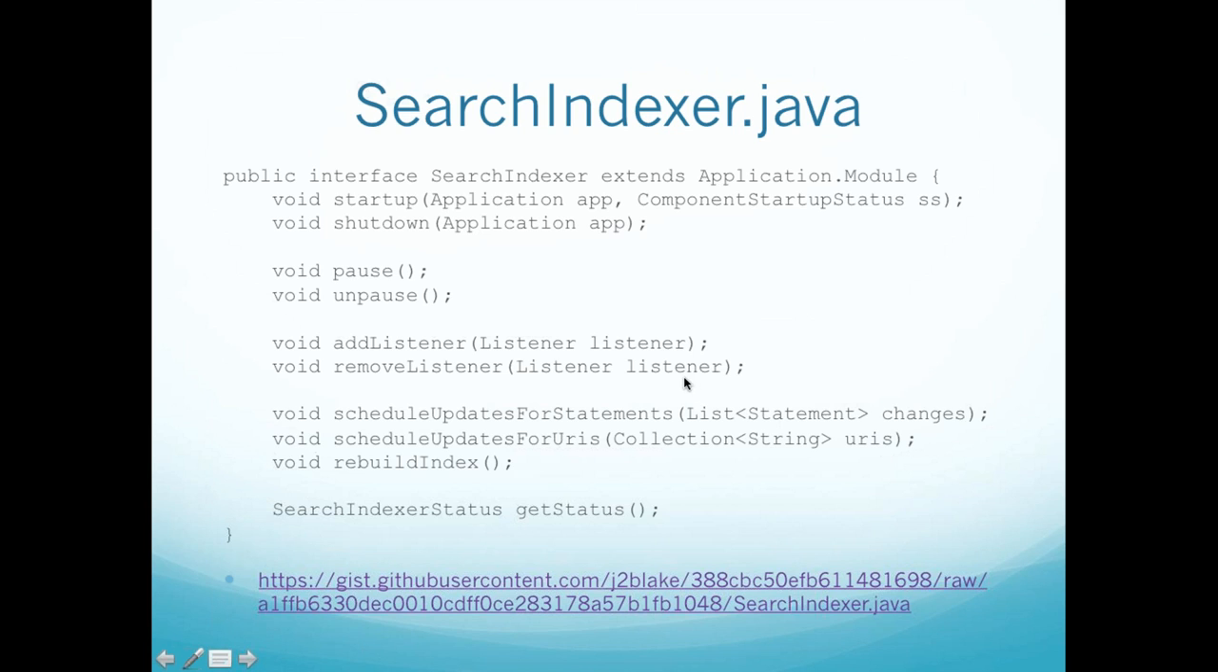And there are basically 3 really interesting methods here, and they're the ones I've been talking about. I've got statements that have changed. I've got the updates that are required for those. I've got URIs that have changed or that have been submitted by the search indexing service, or someone has asked for a full rebuild of the index. And the others are your standard housekeeping. I mentioned the pause and unpause, add and remove listener, pretty obvious, startup and shutdown. And get status.